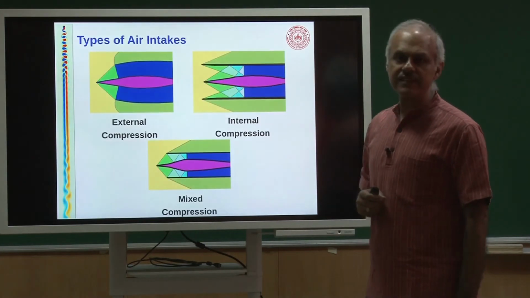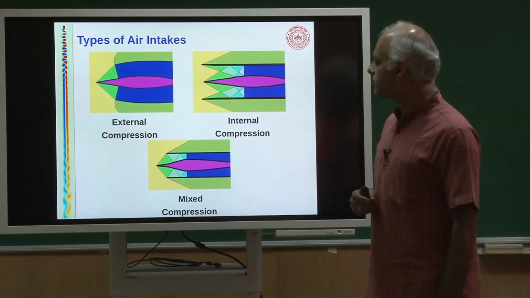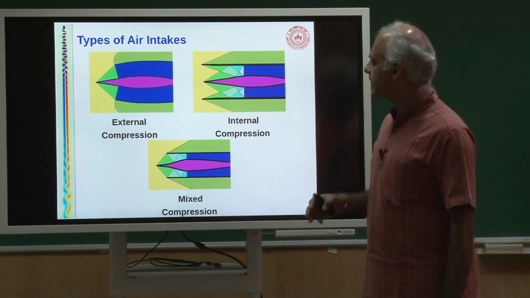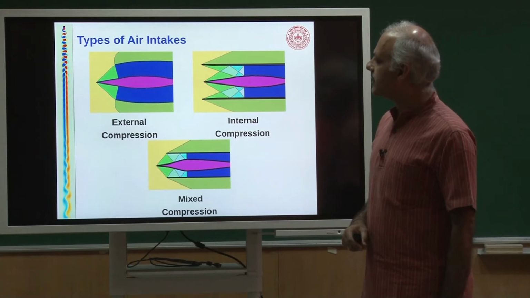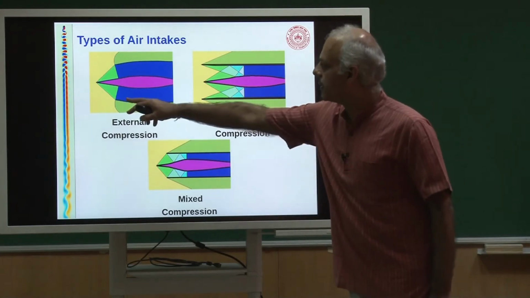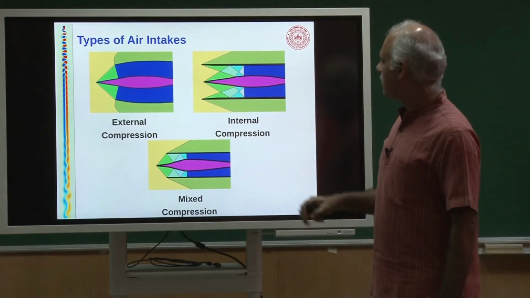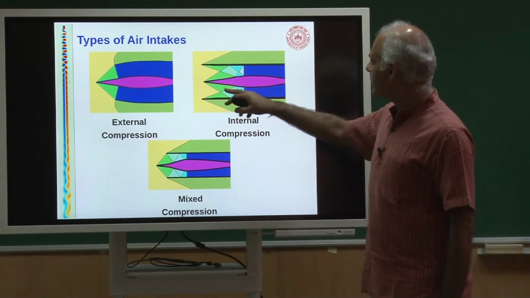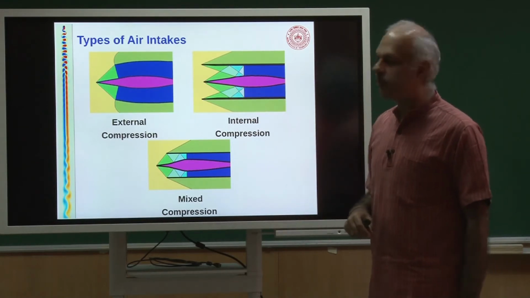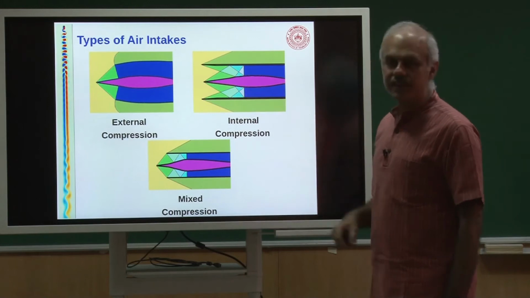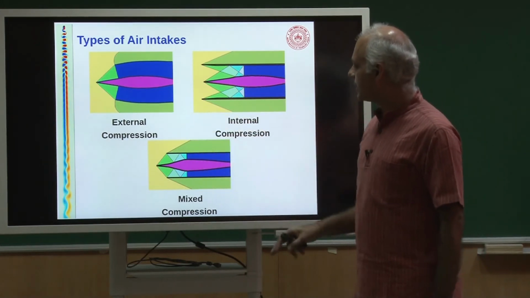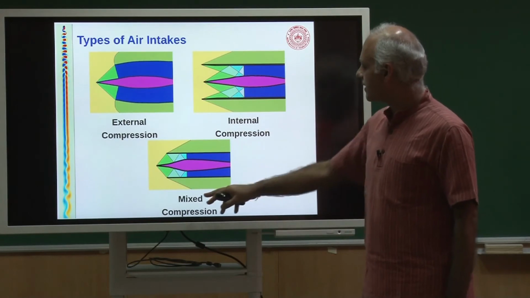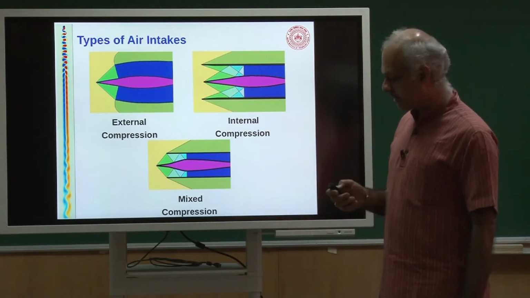So, you can get various types of intakes in supersonic aircraft. Given here are 3 examples. You could have an external compression, wherein all the compression of the flow takes place outside the engine, or you could have a completely internal compression, through this system of oblique shocks and finally a weak normal shock, or you could have a mixture of internal as well as external, shown here as mixed compression.